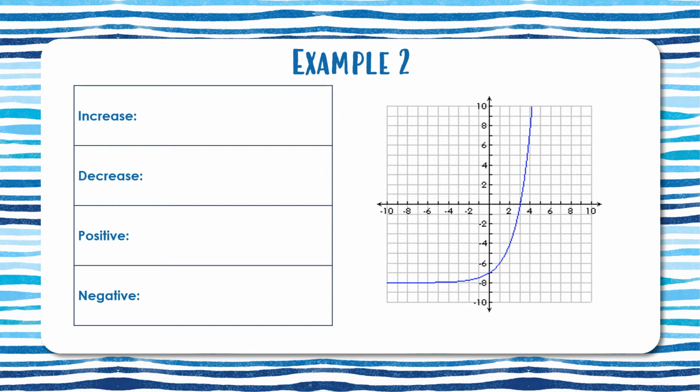So now let's look at positive and negative. Positive means above the x-axis, negative means below the x-axis. From left to right.